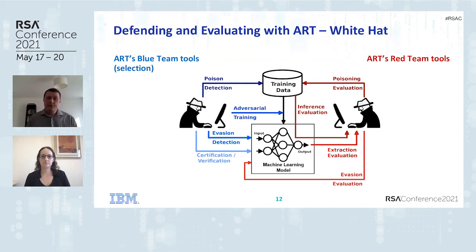Examples for these tools are tools for adversarial training. These are special training algorithms to make machine learning models more robust against evasion attacks. ART also includes detection tools for poison and evasion. And more recently, ART has been extended to provide also certification and verification tools, which allow you to certify or verify trained machine learning models on their robustness or vulnerability to these four adversarial threats.